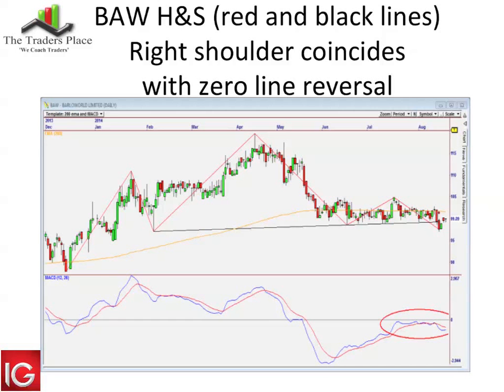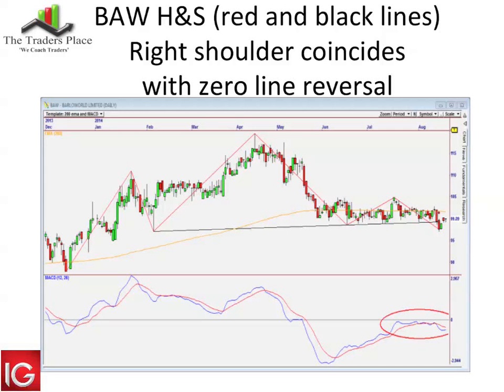Our MACD has given us firstly a warning. We have negative divergence. Price made a higher high, MACD made a lower high. It's not a trade, it's just a warning. Then we have the formation of the right shoulder, and the MACD is at the zero line. It has now crossed lower.